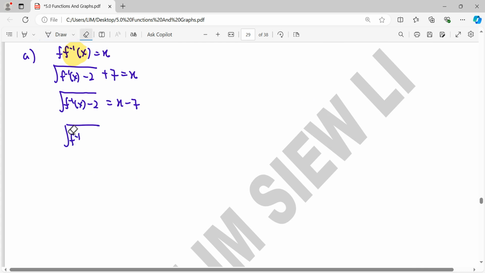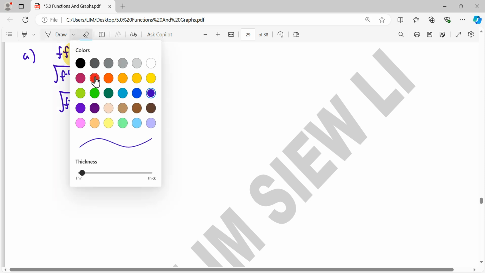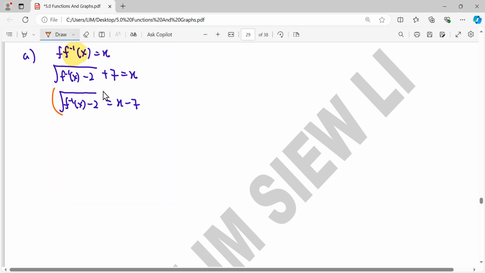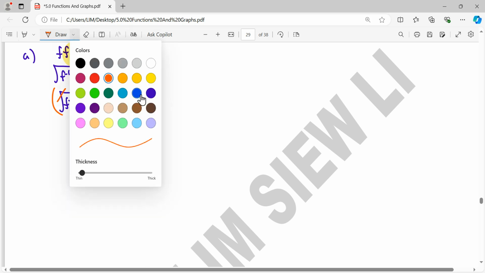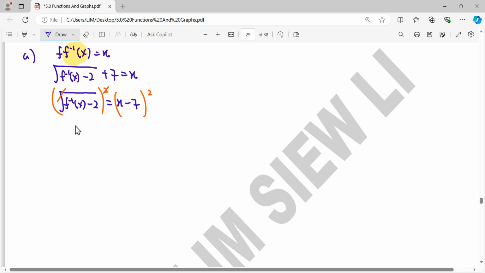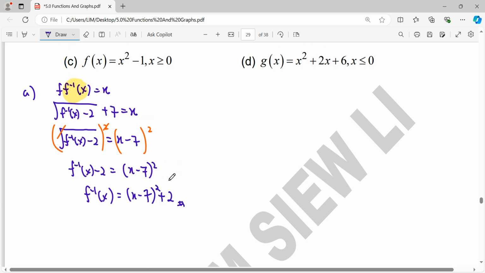Then we move the square root. When we want to remove the square root, we square both sides. You can see we have one surd here, so we square both sides. Then the square root and square can be simplified. Therefore, we will get f inverse x minus 2 equals x minus 7 squared. Lastly, f inverse x equals x minus 7 squared plus 2. So our quadratic is in completing the square form, and this answer will be alright.